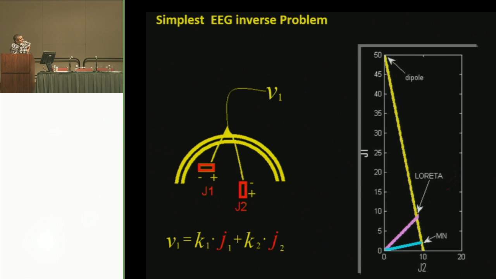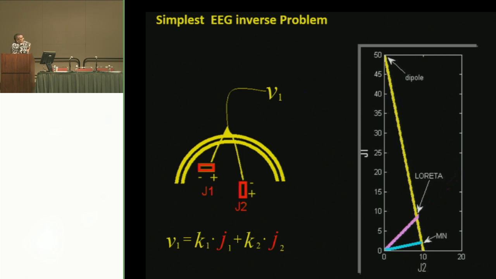So what you have to do is find a solution in this plane here. For example, what kind of solution do you have? If you assume that J2 is 0, then you have the dipole here. But if you assume that J1 is 0, then you have the dipole here. So these two extremes are the single dipole solutions. Anything that moves along this line will produce exactly the same potential. So it's not unique. That's what we say.